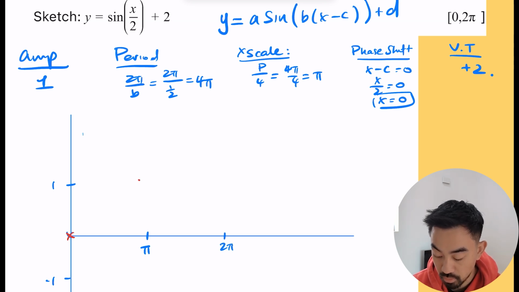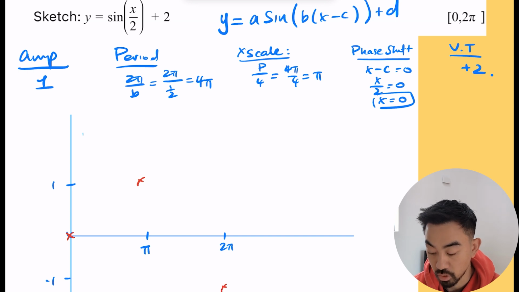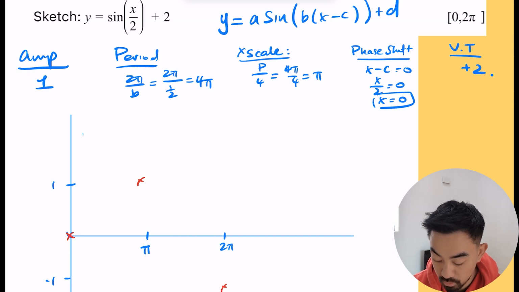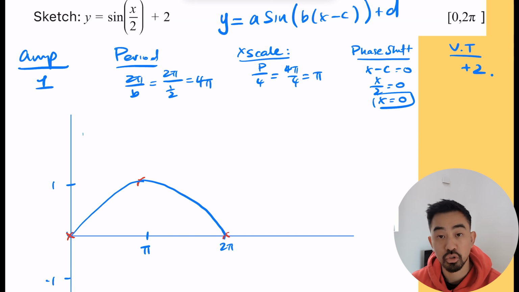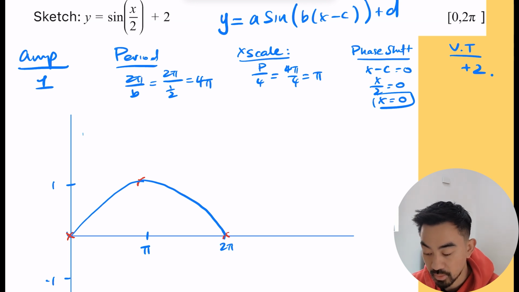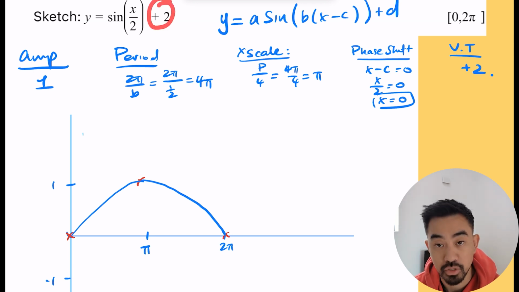Put in your x's, so it goes up and down. Oh, sorry, that should go at 2 pi, shouldn't it? Okay, so your graph should look something like this. But we haven't taken into account the +2.